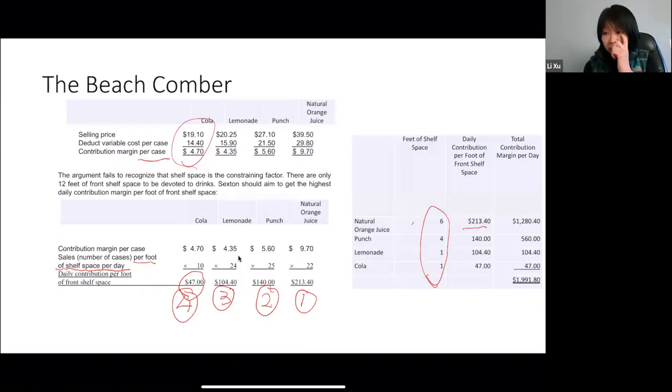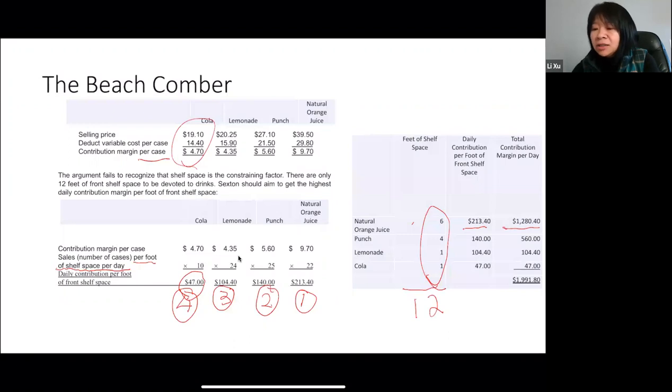Per foot. And therefore, for each day, if you put 6 feet, you can have $1,280 contribution margin. Just remember how much shelf space we have. This added together can only give you 12, okay? So there are only 12 feet in the fridge. And therefore, you want to make sure all this added together reaches 12, okay?